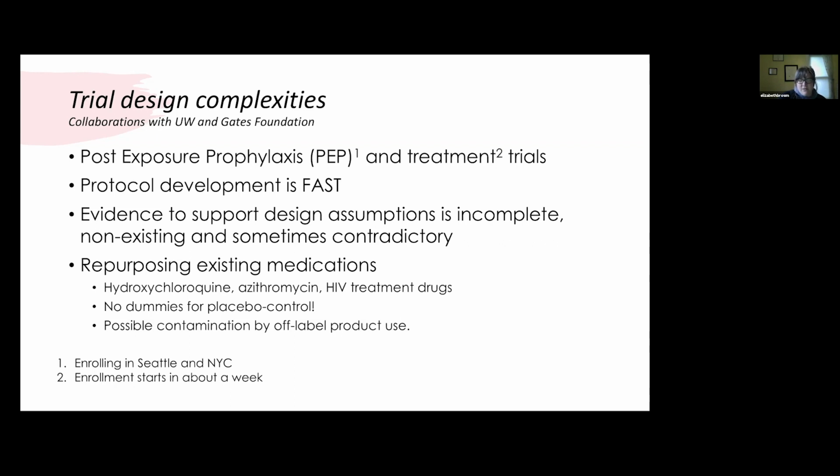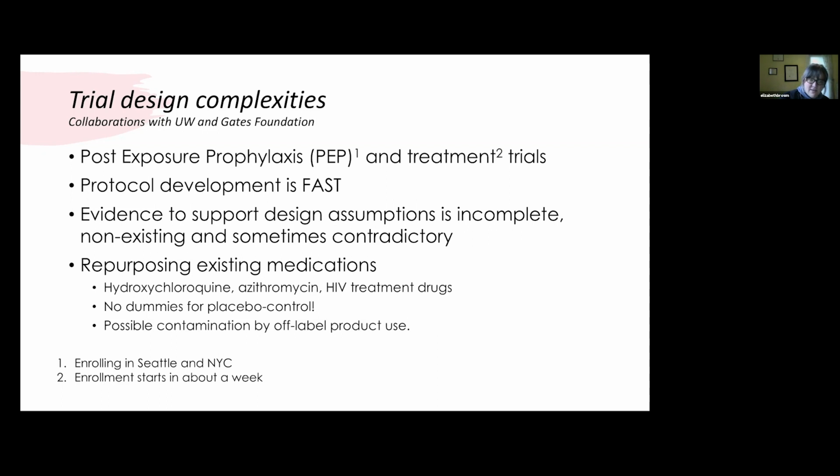And that means we have to do things like randomizing a whole household so that when you have another person who's either in your treatment trial or your post-exposure prophylaxis trial, they're not looking at each other's products and thinking maybe, well, one of us is on placebo, so we should share, or any issues like that. So that's kind of the best we can do for placebo control at this point.